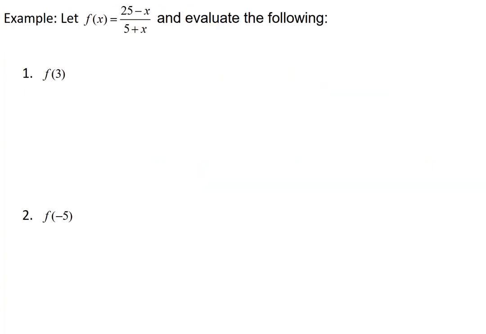Let's consider the following example. We'll let f of x be defined as a quotient, the numerator being 25 minus x, over the denominator being 5 plus x. We want to evaluate the following. The first example is asking us to find f of 3. Well, as we know, this means 3 is the input.